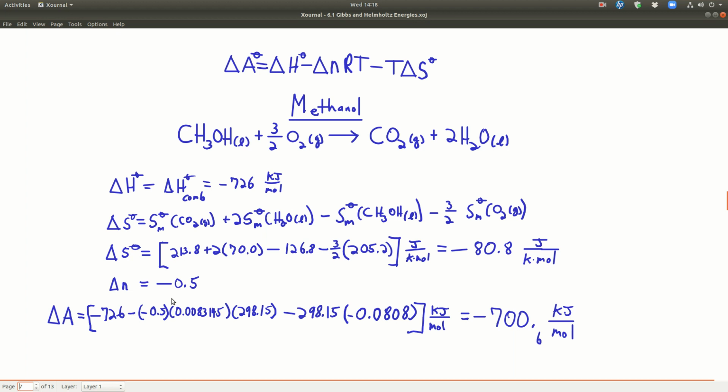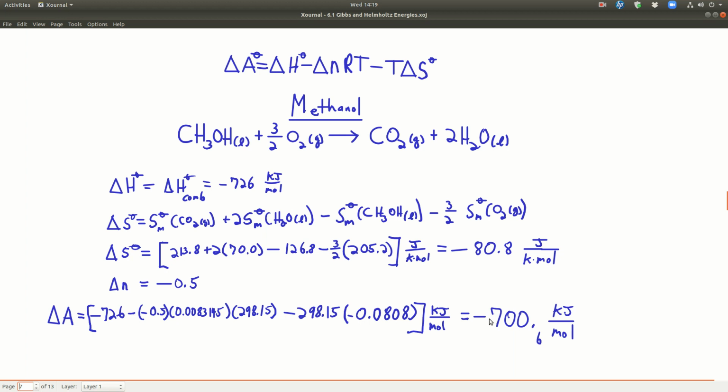And so, delta n, can't skip that. Delta n is the number of gaseous products, 1, minus the number of gaseous reactants, 1.5. So the difference is negative 1/2, minus 0.5. All right, so we have all of our numbers. Plug them into this equation right up here, delta H here. Everything here is going to end up being in kilojoules per mole, the way the units work out. Delta H minus delta n, negative 0.5, times R in kilojoules per Kelvin mole, times the temperature in Kelvin, minus T delta S, where I converted the joules per Kelvin mole to kilojoules per Kelvin mole.